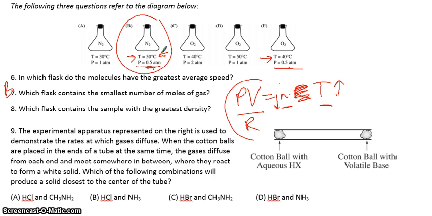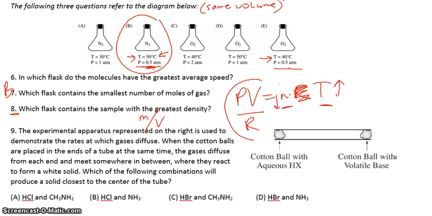All right, and number 8 says, which flask contains the sample with the greatest density? Density, remember, is all about mass over volume. Now, because they're all the same volume, and it doesn't say so, we're assuming that they're the same volume.